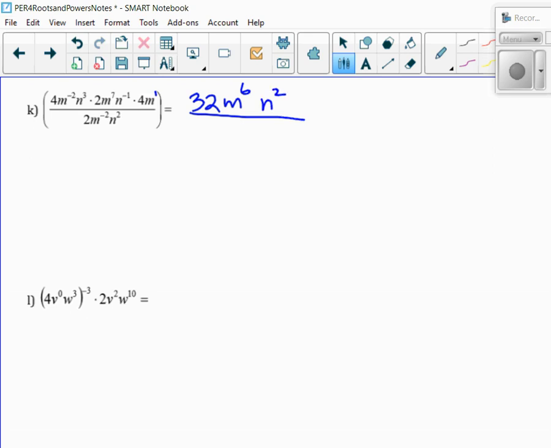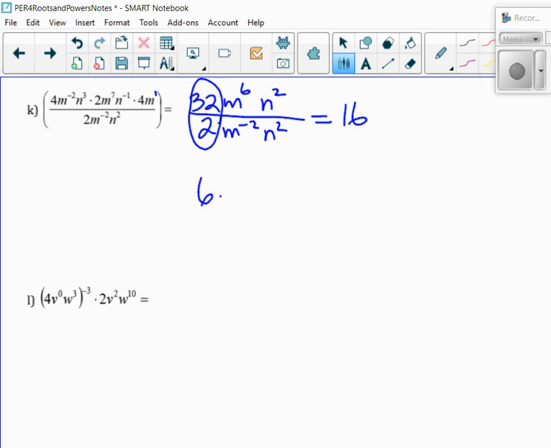Now the bottom I'm just going to rewrite. And I think most people are getting the wrong answer because they're doing too many things at once. So does everybody see this is not the same base? This is just a divide. 32 divided by 2, right? What do we get there? 16. M to the power 6 divided by m to the power negative 2.